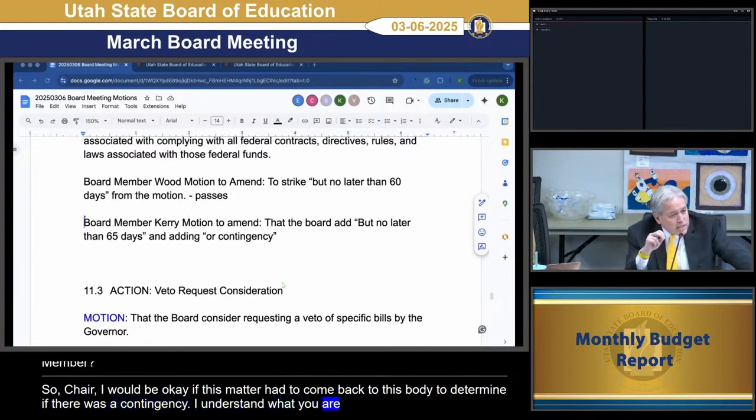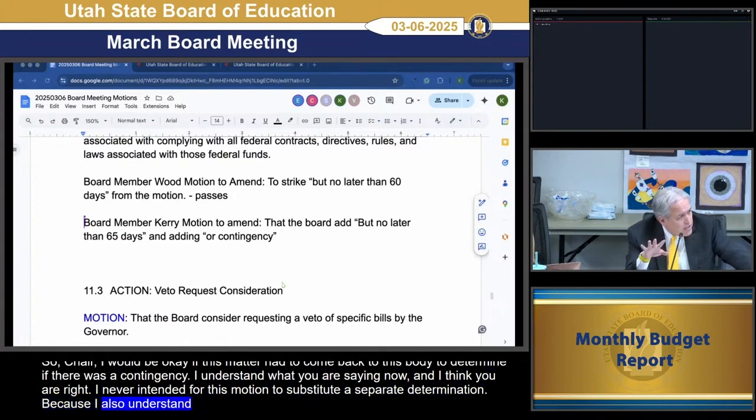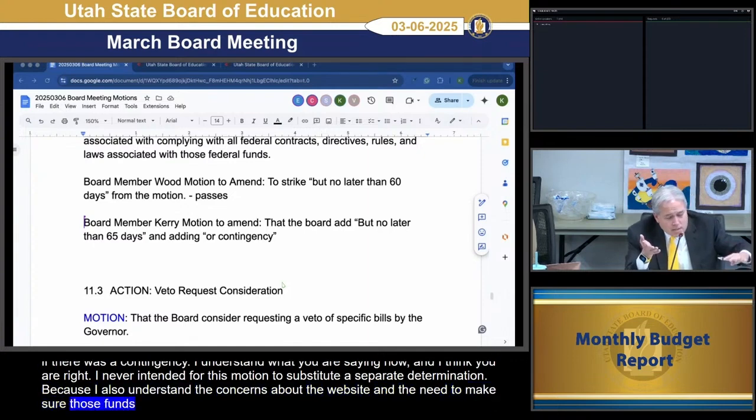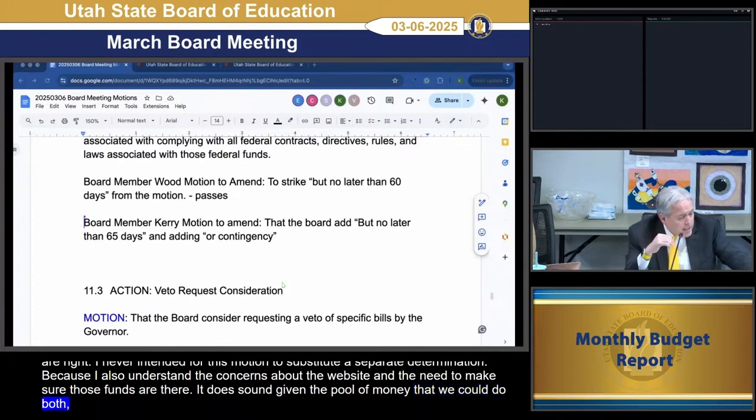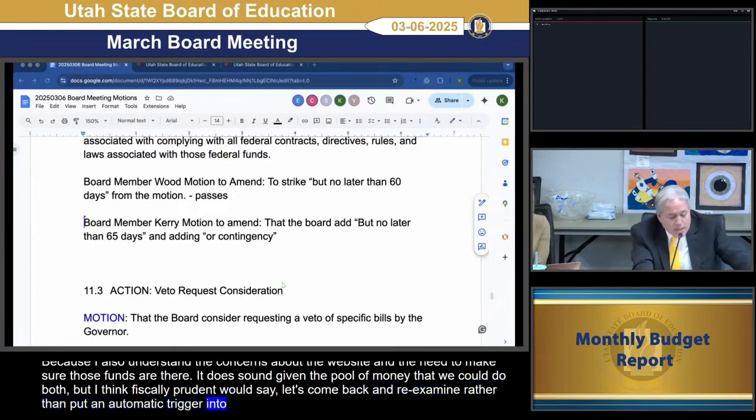I just want it, because I also understand the concerns about the website and the need to make sure those funds are there. It does sound, given the pool of money, that we could do both. But I think being fiscally prudent would say, let's come back and re-examine rather than put an automatic trigger into this. So I would defer to my response: it was never intended to be an automatic trigger on whether a contingency existed or not.